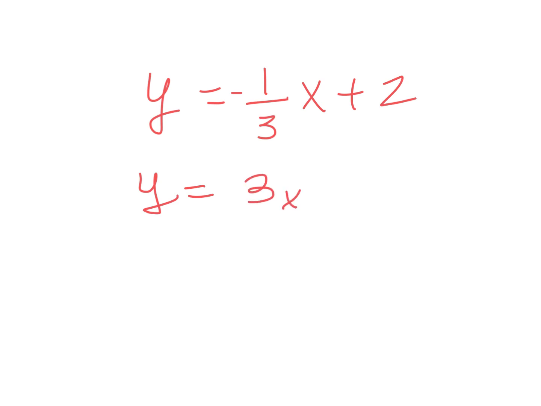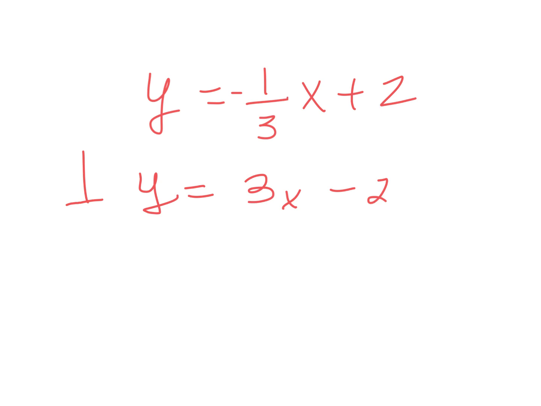Positive 3x. And you could pick any intercept you want, because the intercept does not affect whether or not it is perpendicular. Only the slope does that. So I could say minus 2. So this line is perpendicular to this one. Okay, that's the symbol for perpendicular.